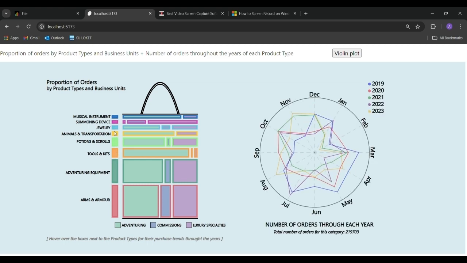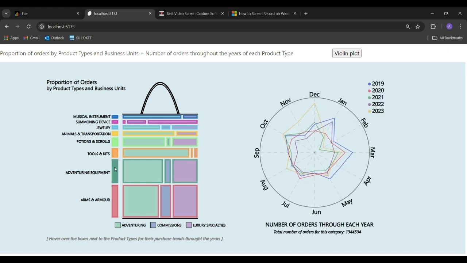And if we look at the trends, in general, we see for the product types that there's a dip in the number of orders in February and an increased number of purchases in October, November, and December, which is the end of the year. So this answers research question number 3.